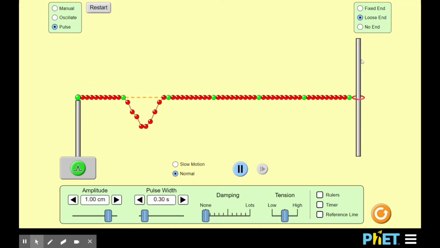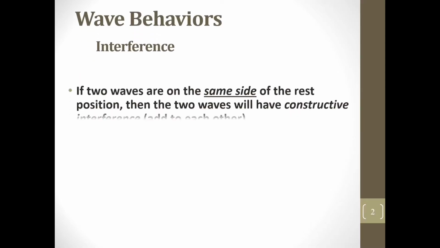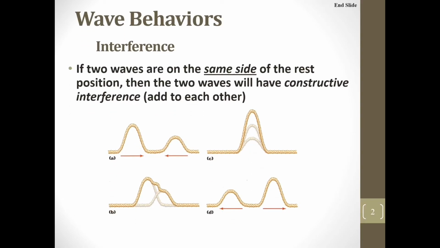So what happens if you have two waves that are on the same side of the rest position? We have a crest here and a crest here that are both moving toward each other. And this is the same as a trough. If you look at this upside down, you basically have a trough and a trough moving toward each other. So what's going to happen here? As the two waves meet, they actually add to each other, which is called constructive interference.